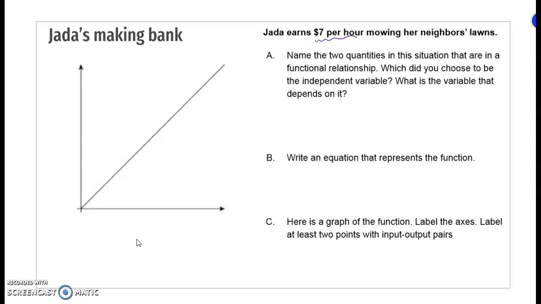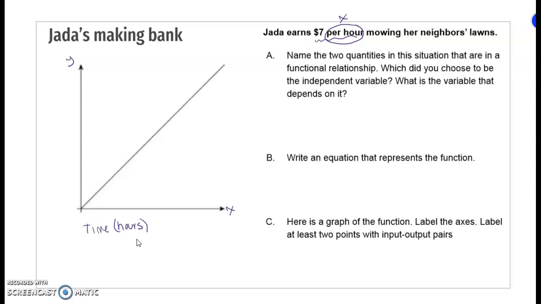Name the two quantities in the situation that are in a functional relationship. Which did you choose to be the independent variable, and which one did you decide will be the dependent variable? So x and y. What would I label on the x-axis? Well, since I know that she's earning $7 per hour, the per hour tells us what our x-axis should be. So this should be hours, or you could say time in hours.